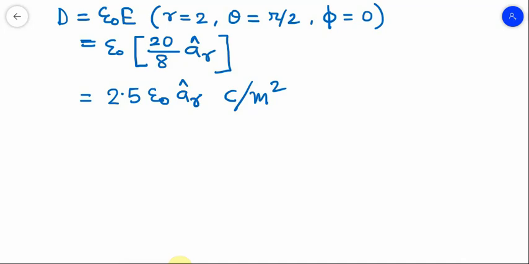Now we have the second question: calculate the work done in moving a 10 microcoulomb charge from the point A to the point B. Okay, so let's discuss the second sub question. V is given, V equals the same question, 10 upon R square sin theta cos phi.